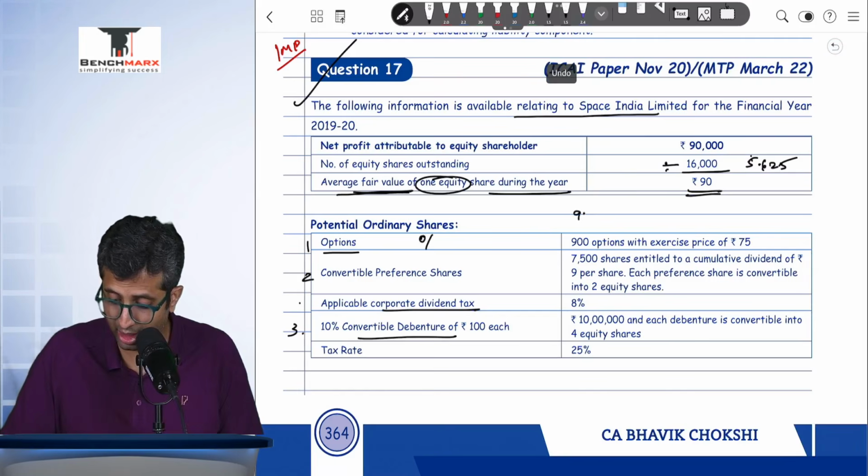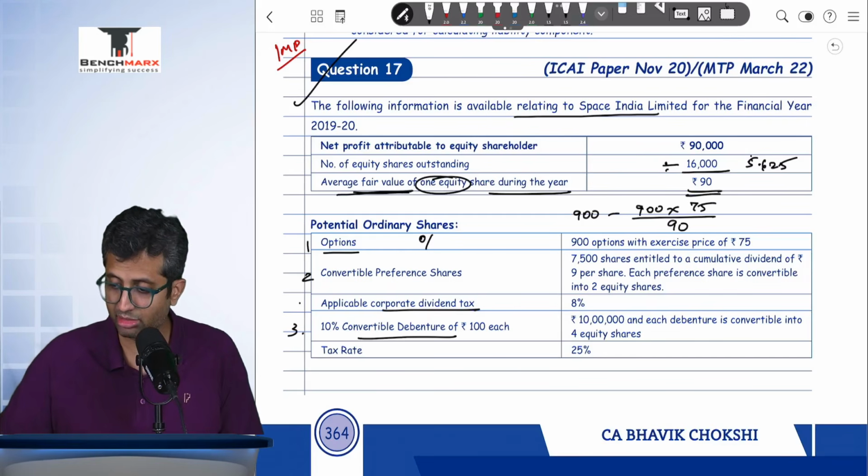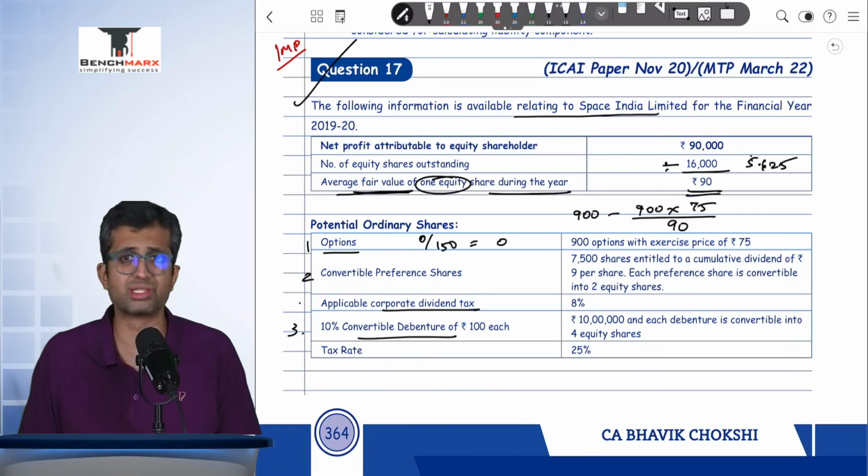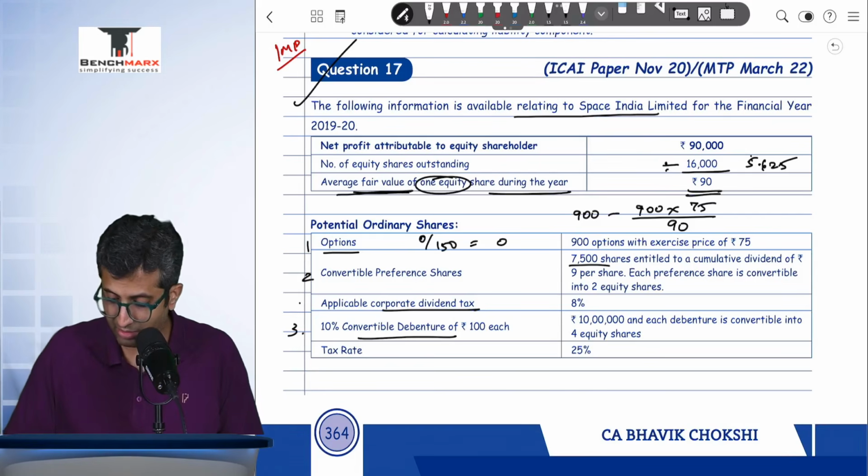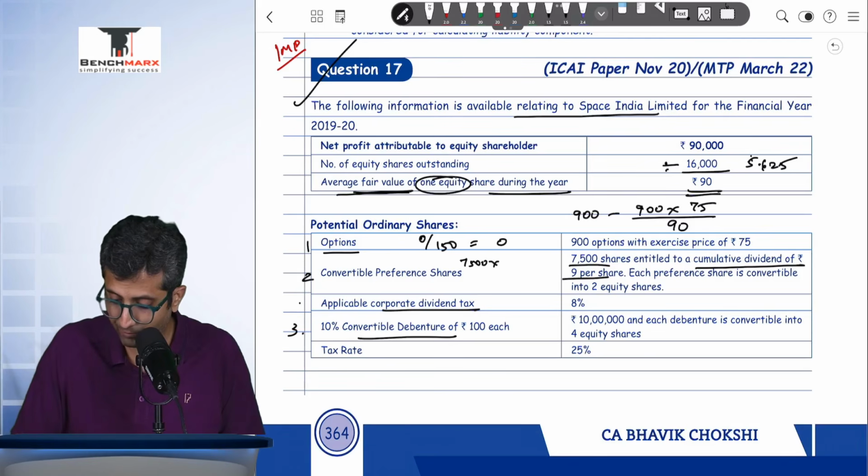How do you calculate that? Well, 900 options minus 900 into 75. This will be your proceeds that you will receive divided by the average price of 90. 900 into 75 divided by 90 comes to 750, and hence this is 150 incremental shares, and hence this is 0. Second, 7,500 shares entitled to a cumulative dividend of 9 per share, and hence this is 7,500 into 9. Each preference share is convertible into 2 equity shares.